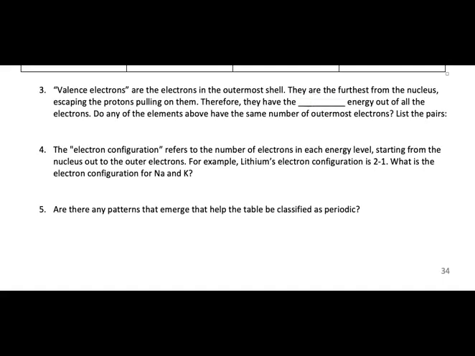Out of all the electrons, do any of the elements above have the same number of outermost electrons? I don't have my drawings anymore. You're going to have to go back and see if any of them have the outermost electrons. So are there any that have the same number in that last shell?